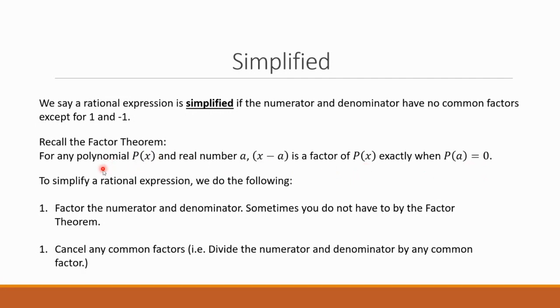To simplify, what you would have to do is factor the numerator and denominator. But sometimes you don't have to factor both. You can use the factor theorem. Sometimes you can factor the numerator if it's easier to factor, and then use the factor theorem to see if the numerator and denominator have any common factors. If there are any common factors, you cancel them. In reality, what you're doing is dividing, but you could just cancel. You could factor top and bottom if you want to, but with the factor theorem, you may not have to, which is nice. Saves you some work.